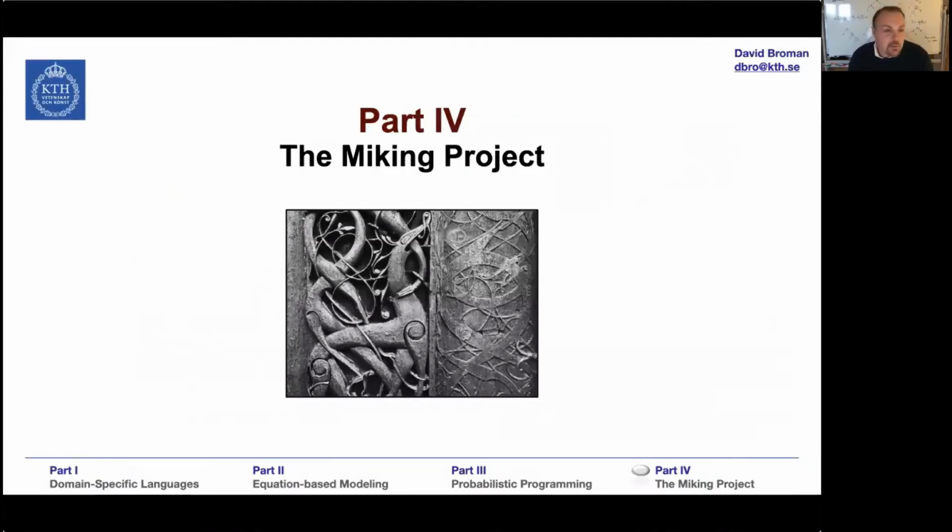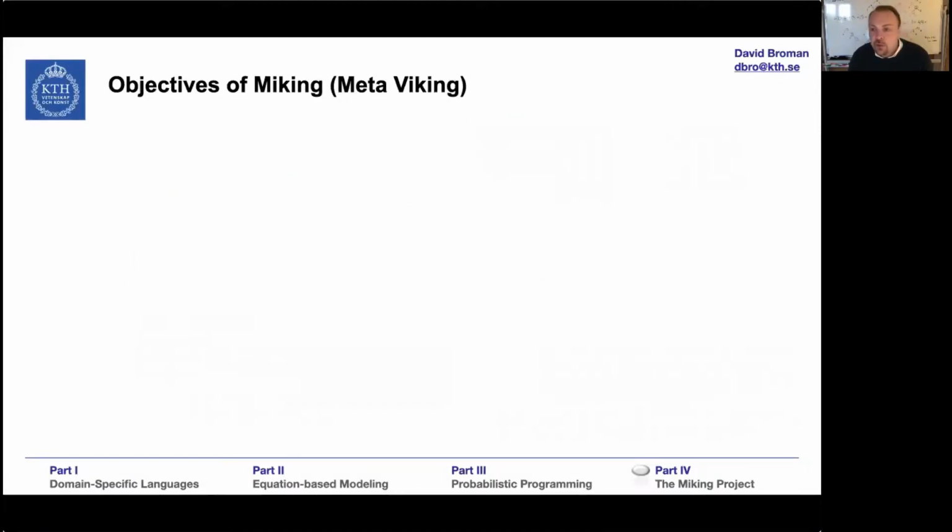Okay, so for the last couple of minutes, I just want to say a few words about this overall thing. It's called Miking, and it's this new tool. Why Miking? It stands for Meta Viking because it's basically a kind of meta programming system, and I wanted to have some Scandinavian touch to it.